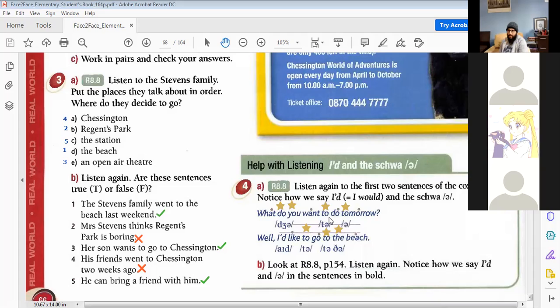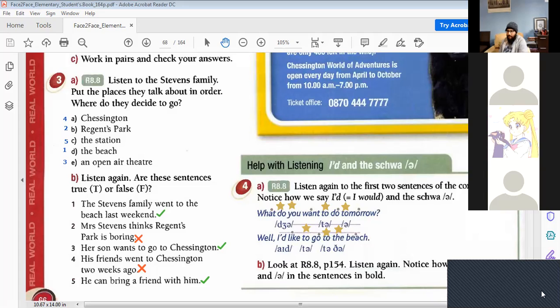Okay, so I'm just going to repeat the beginning of the conversation, and I want you to notice how they say this sentence. I think the mother is the first one who asked this question. So I'm just going to repeat it. I want you to listen to how they say this sentence. Let's go back a little bit.